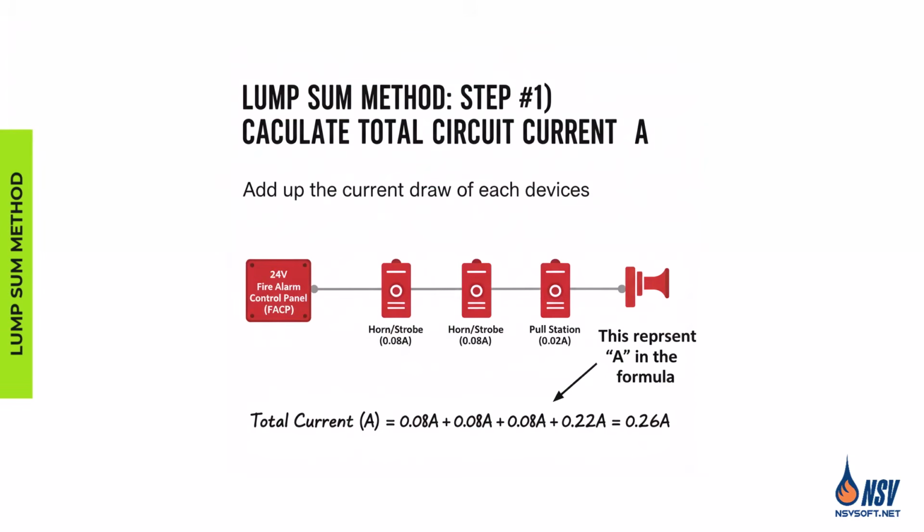Lump sum method. Step 1. Take the total current of the circuit. You can achieve this figure by adding up the current draw of each device on the circuit. This will represent A in the formula.